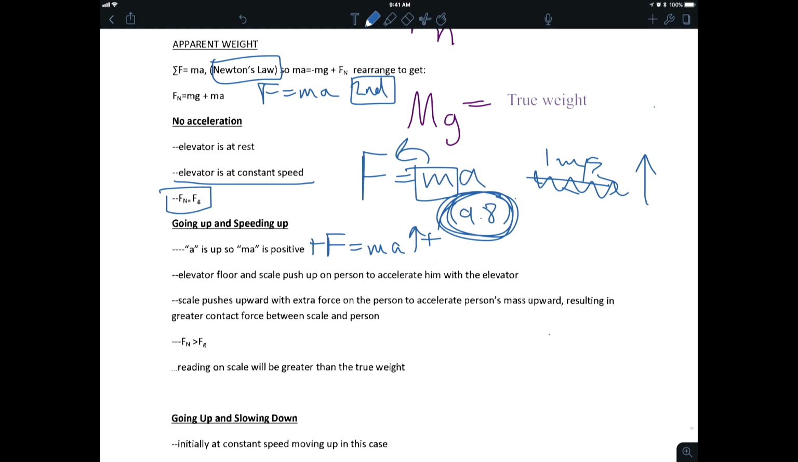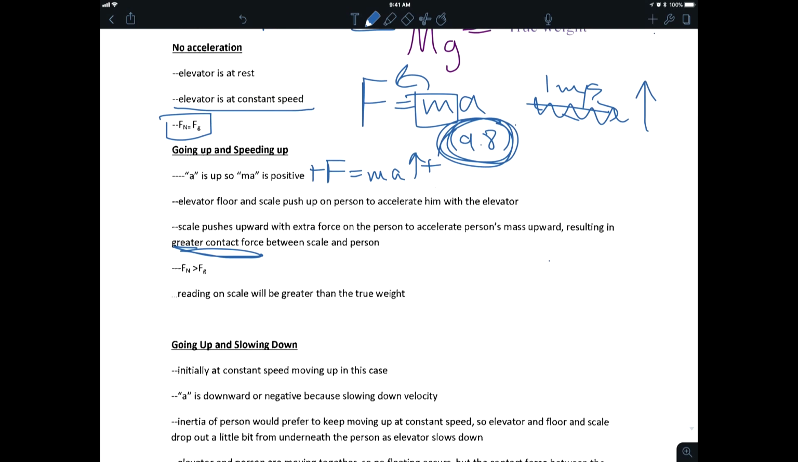That means that the floor is making more contact with the person above it, exerting more force on each other. The scale pushes upward with extra force on the person to accelerate the person's mass upward, resulting in greater contact force, there's the key, between the scale and the person. Therefore, your apparent weight is actually more than your actual true weight.